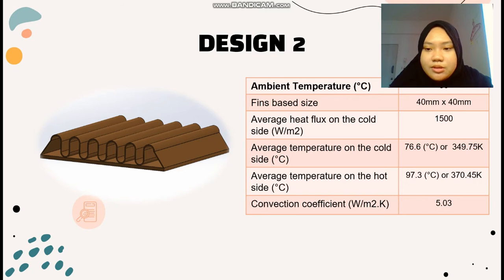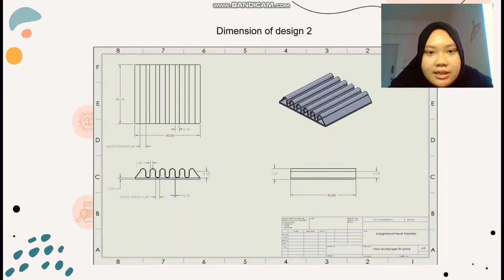Average temperature on the cool side 76.6 Celsius or 349.75 Kelvin. Average temperature on the hot side 97.3 Celsius or 370.45 Kelvin. Convection coefficient we use 5.03. Next, the dimension of design 2 is the base is 40 times 40 and the thickness for the curve for the fin is 1 and the base also 1. The radius for the curve is 1.5.